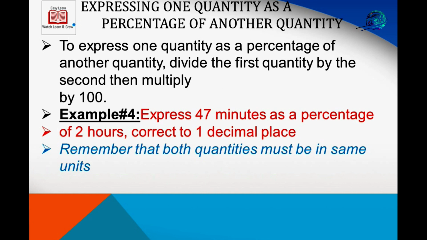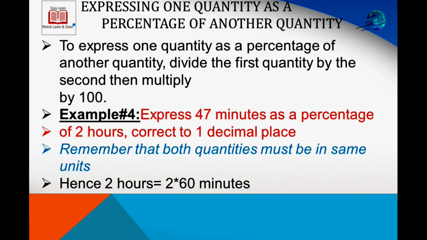Whenever we have to calculate 47 minutes in terms of hours, first of all remember that both quantities must be in the same units. Either I have to replace the minutes with hours, or I have to replace the hours with minutes, to make the units of both the same. So express 47 minutes as a percentage of 2 hours, correct up to 1 decimal place. First of all, 2 hours is converted into minutes.